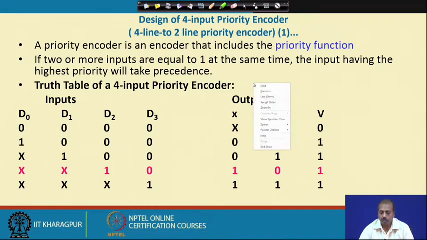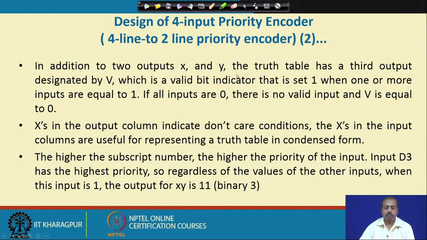In addition to two outputs x and y, the truth table has a third output V, which is a valid bit indicator and is set to 1 when one or more inputs are equal to 1. If all inputs are 0, there is no valid input and V is equal to 0.